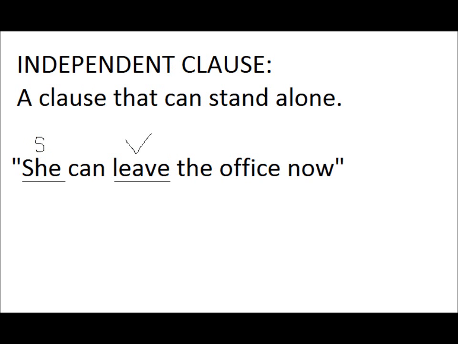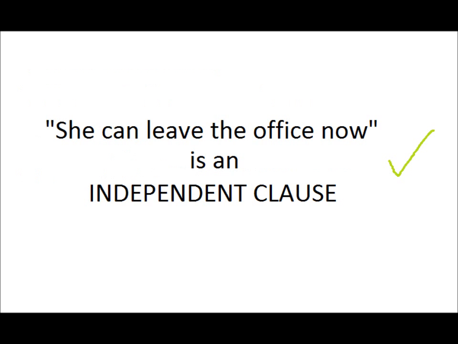An independent clause is a clause that can stand alone. It is grammatically correct by itself. For example, she can leave the office now. In this sentence, the subject is the word she, and what she does, the verb, is leave. She can leave the office now. This sentence can stand alone and be grammatically correct. Therefore, it is an independent clause.